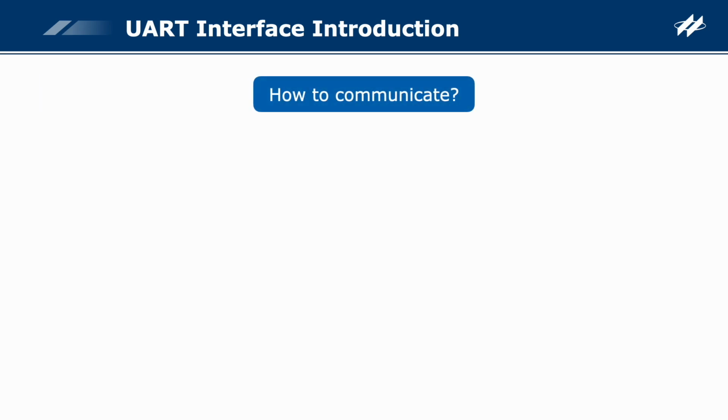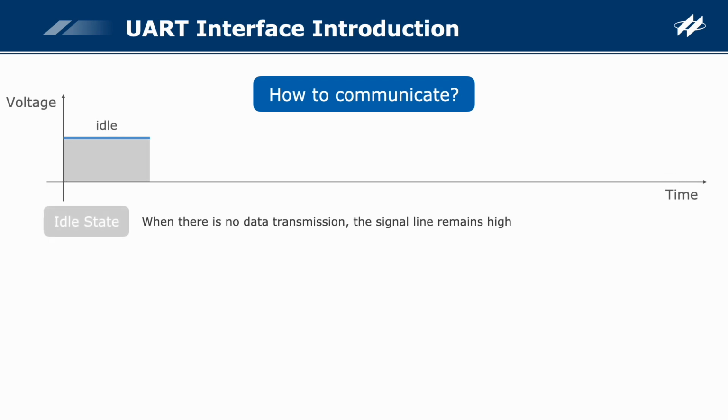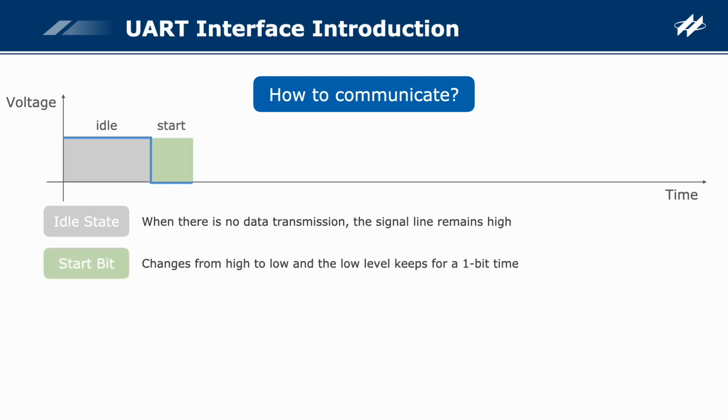How does the UART interface communicate? Firstly, we'll analyze the communication protocol format. In UART communication, the signal line remains high when there is no data transmission, which indicates that the communication line is idle. When the data is ready to be sent, the transmitter first pulls the signal line from high to low and holds it for a 1-bit time to notify the receiver that the data transfer is about to begin.